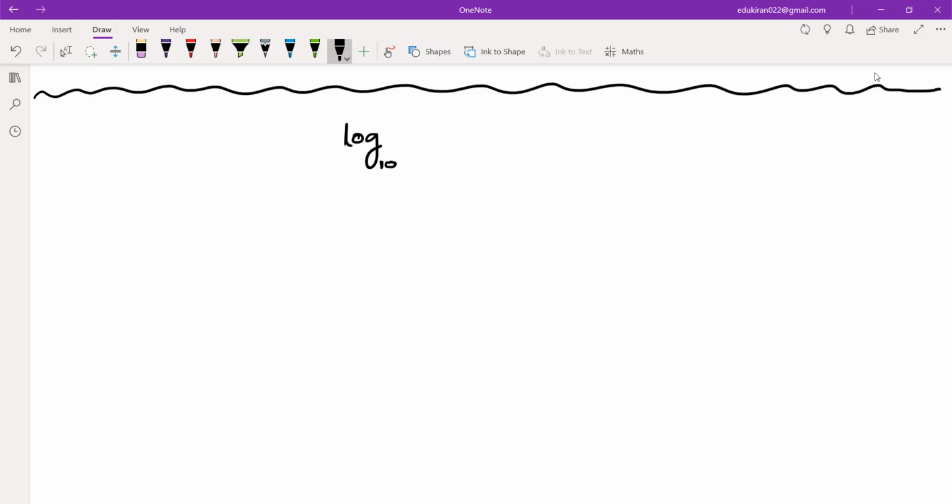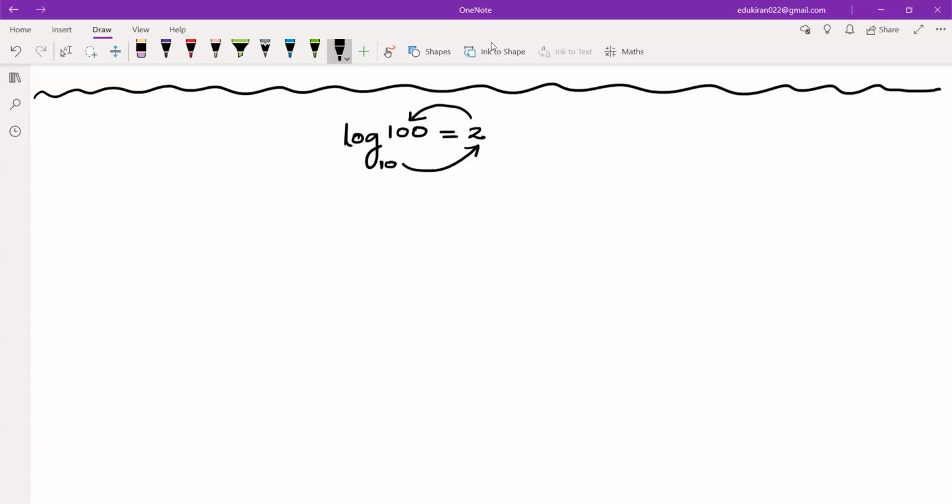Let me take log of 100 to the base 10. How do we say this? Log of 100 to the base 10, and this will be equal to... So how do you calculate this? You tell me, 10 to the power of what will be equal to 100? 2. All of you agree? Yes or no? Yes, sir. So this is log.